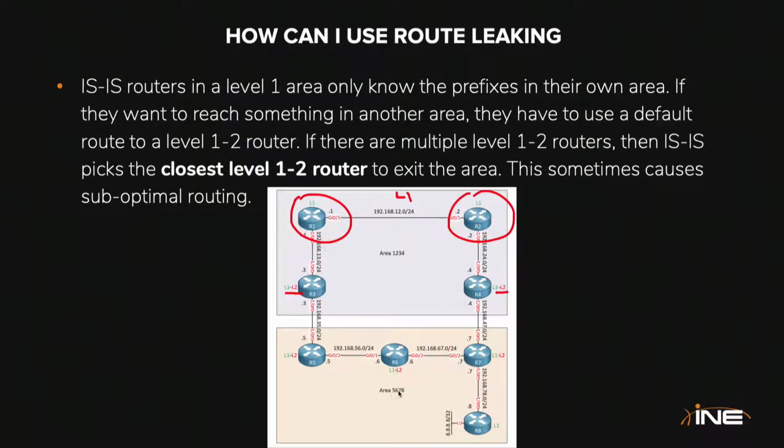Similarly, in area 5, 6, 7, 8, I have some routers here. All of these routers are level 1, level 2 routers, and R8 is a level 1 router. Now let's say R2 needs to get to R8. How is the traffic going to go? He is going to go to router 4, router 7, and then router 8. Why is he going to choose that?